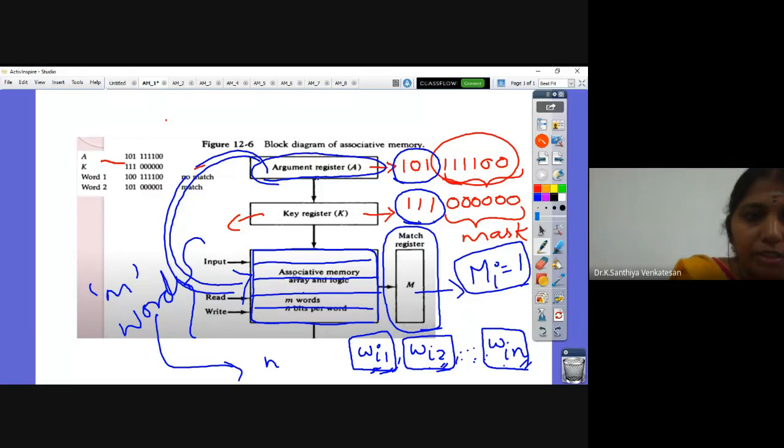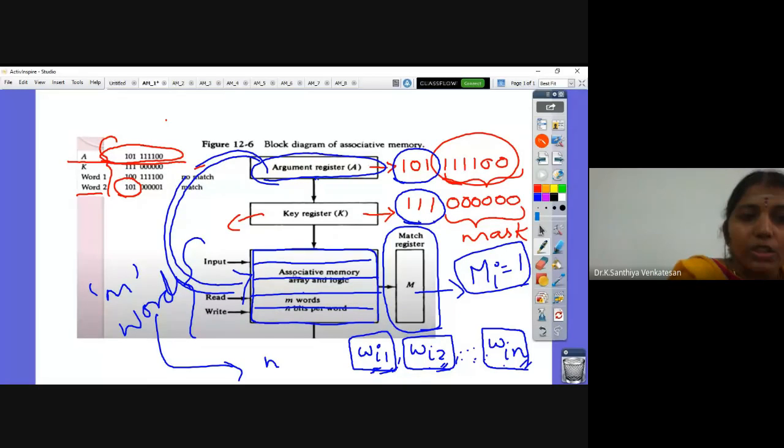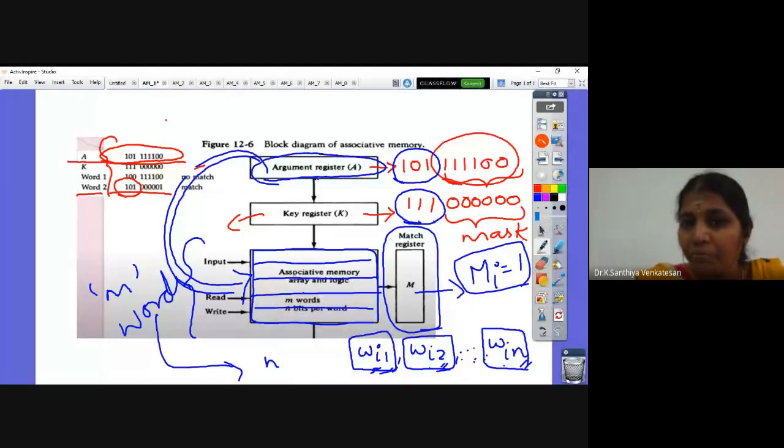But here my argument register is 101, and if you compare the second word, the first three bits match. Only the first three bits match. But in that case also, my Mi will be 0. Mi will be equal to 1 only if all the bits of your argument register match with all the bits of that particular word. Only in that particular case, your match register will be set to 1.